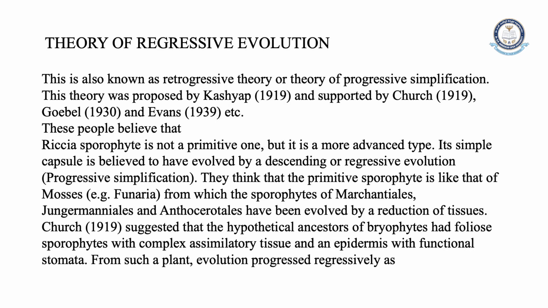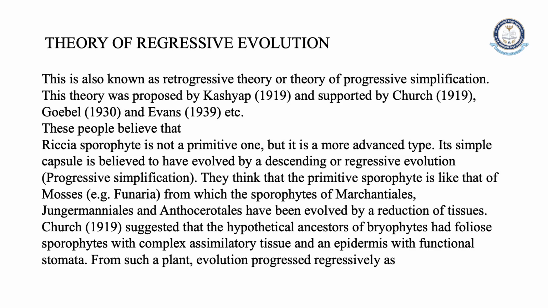The examples are Funaria, Pogonatum and Polytrichum. According to the theory of regressive evolution, Riccia is not a primitive one, but it is a more advanced type. Its simple capsule is believed to have evolved by descending or regressive evolution through progressive simplification. They think that the primitive sporophyte is like that of mosses, for example Funaria, from which the sporophyte of Marchantiales, Jungermanniales and Anthocerotales have been evolved by reduction of the tissues.